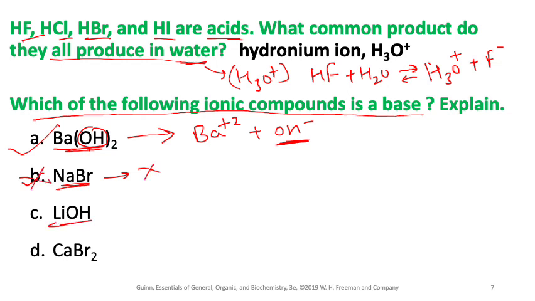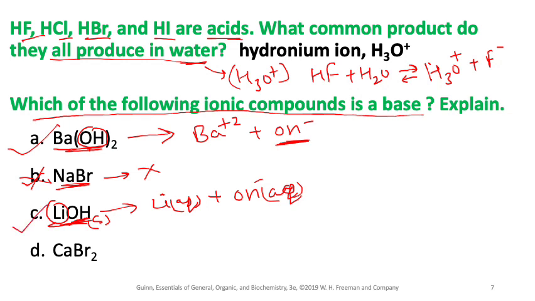For C, lithium hydroxide, as we know, lithium belongs to the first group, the alkali metals, and it also has hydroxide present, so this is an ionic compound. When you dissolve it in water, you're going to get lithium aqueous plus hydroxide ion aqueous, AQ, right? And this is a solid, lithium hydroxide, so this is a base.